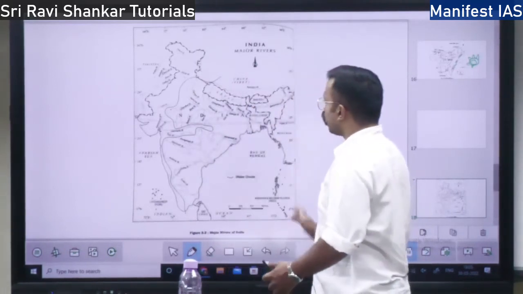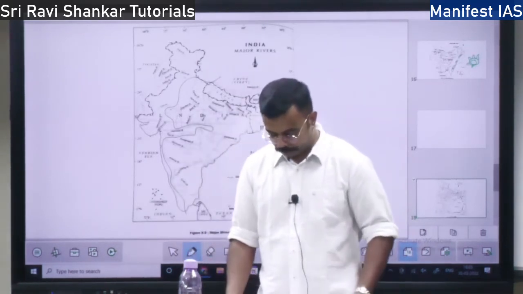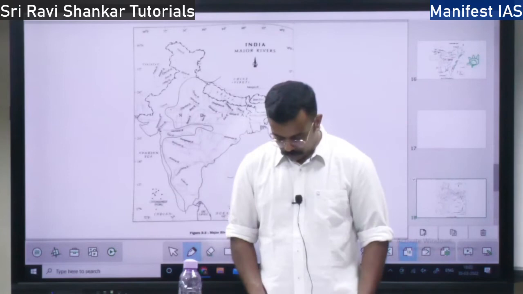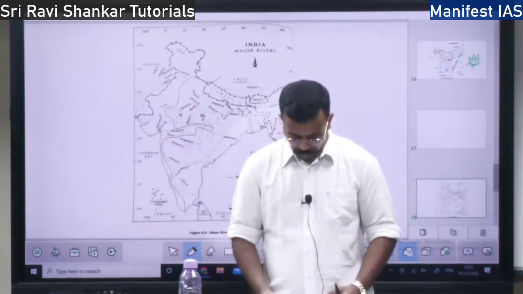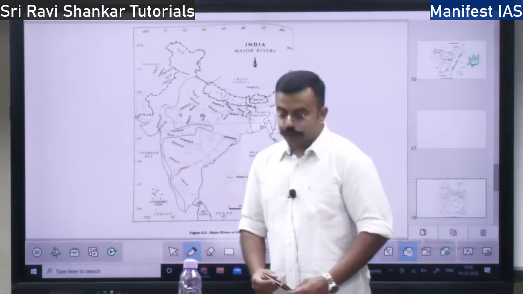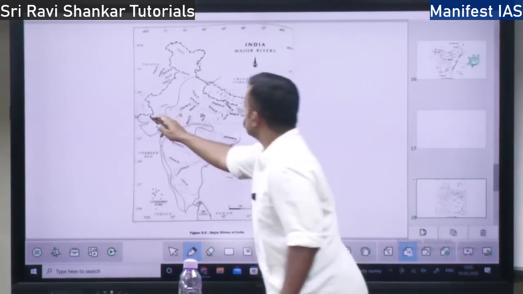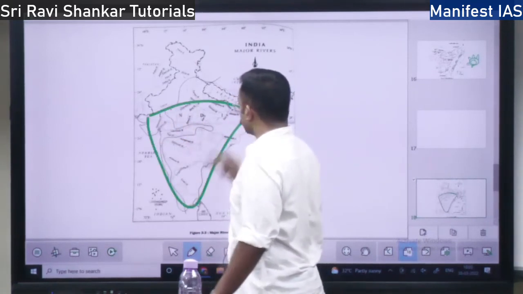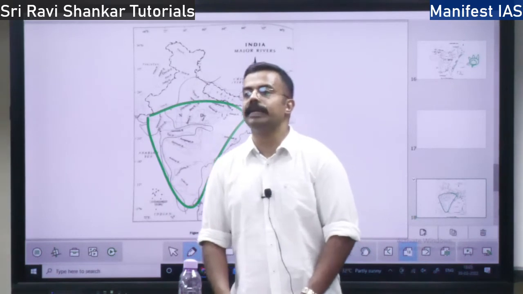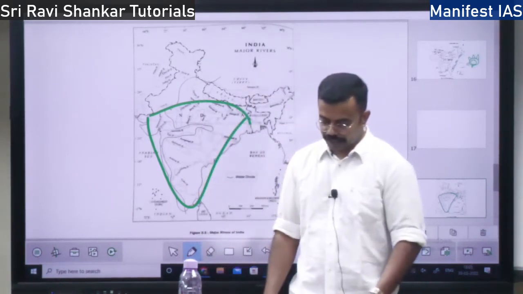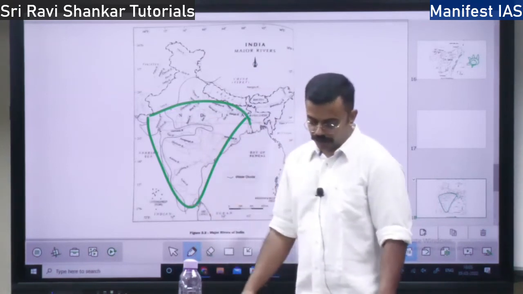So next, we will talk about the peninsular plateau. Right. So what is the peninsular plateau? I have already discussed this peninsular plateau. It is something like this. This entire part is the peninsular plateau. Its elevation is from 600 meters to 900 meters. And it is an irregular triangle. It forms an irregular triangle.